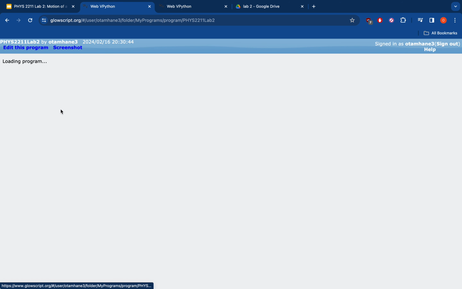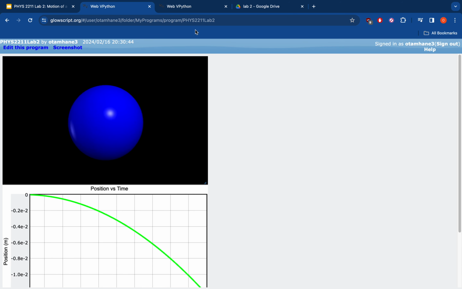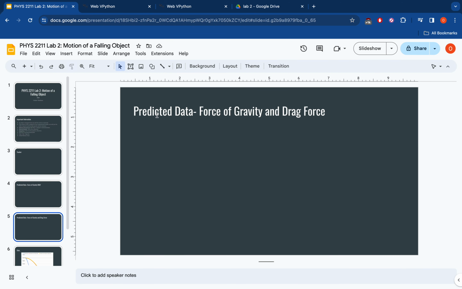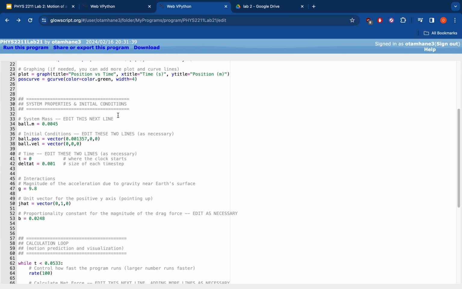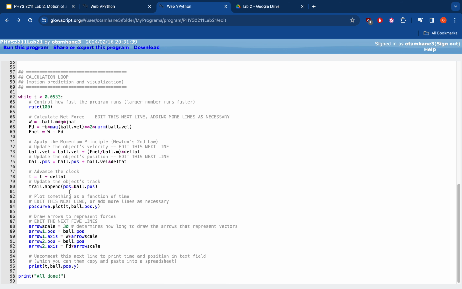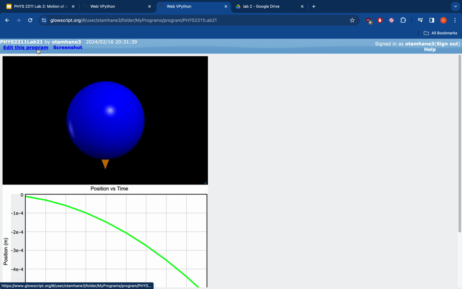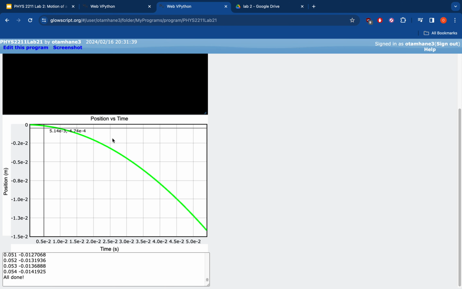This program is run, and it shows us this wonderful parabolic trend, and these data points were then copied and used later on. Next, we showed the predicted data of the force of gravity and drag force. Everything remains the same in the code, except for this value, a proportionality constant which shows how much drag force, how much air resistance, is present in the air. This value I also Googled. The program was run, and this causes a parabolic downward curve like this as well.